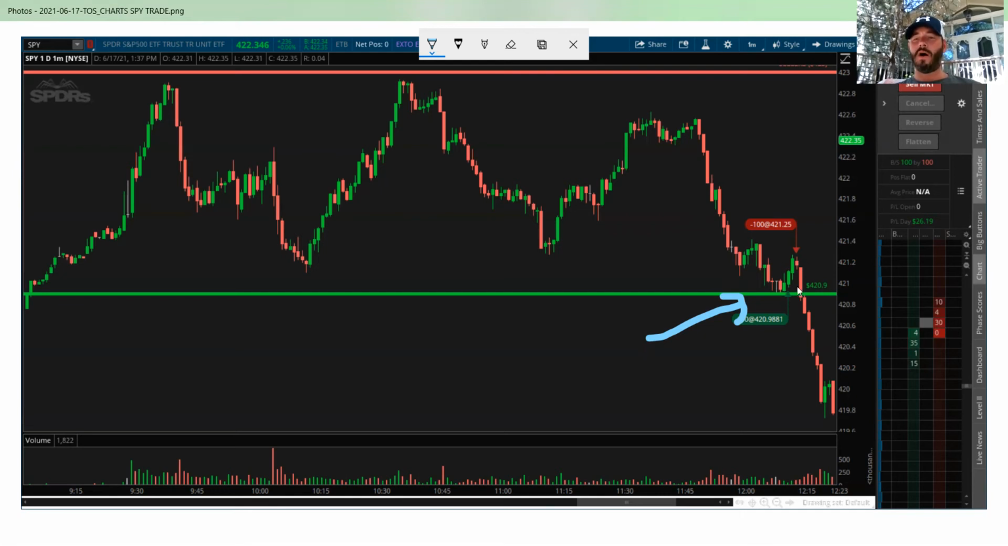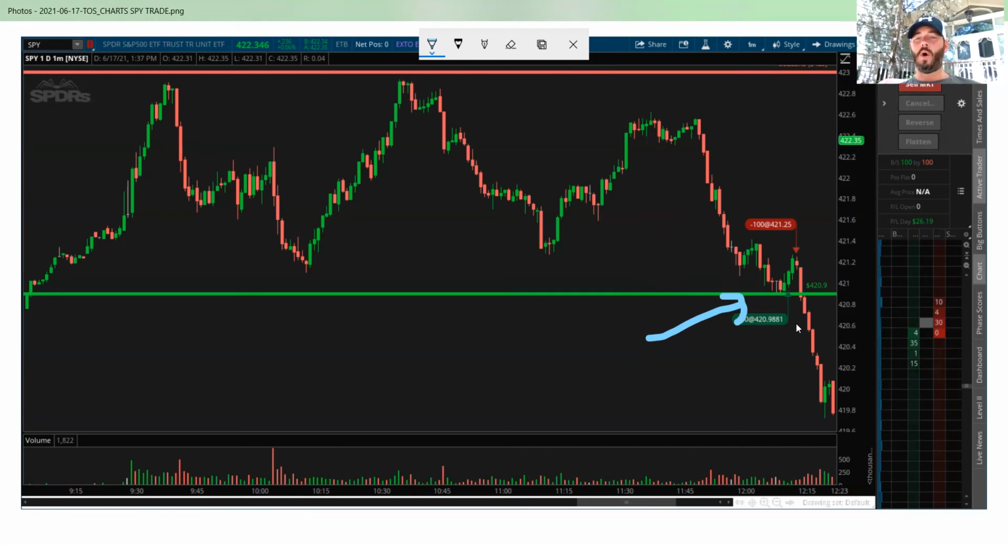So getting involved right here, like I said, I decided I'm going to take shares. Now, I do realize that not everybody is going to be able to take 100 shares of this. This trade would be, you know, $42,000.